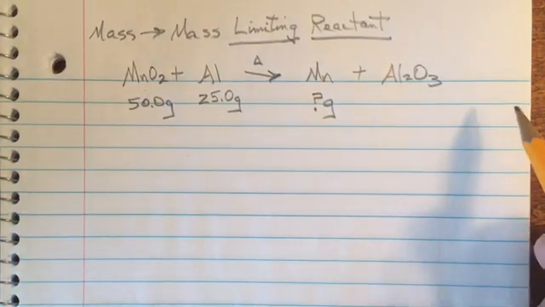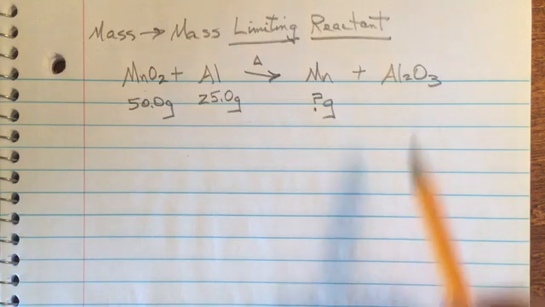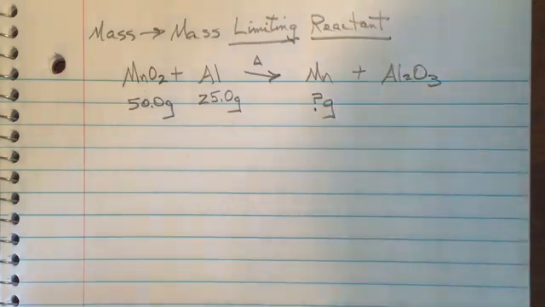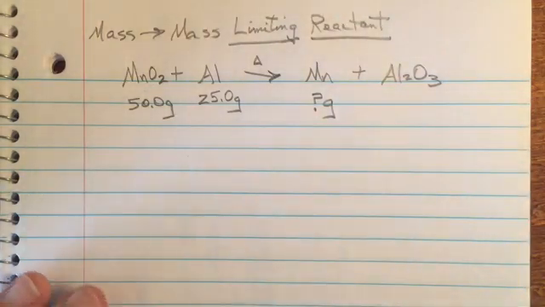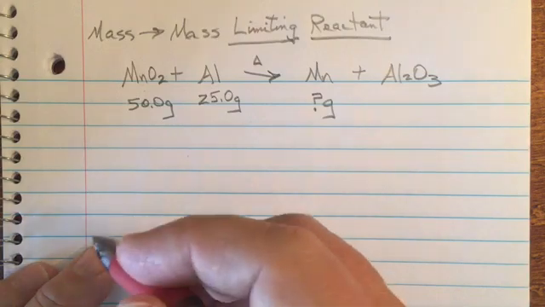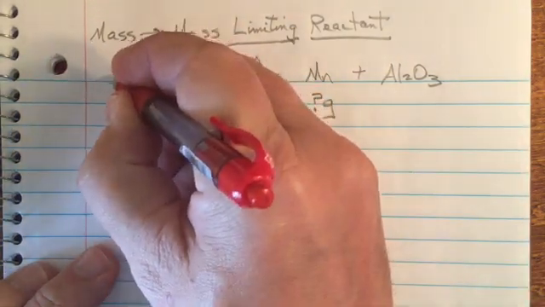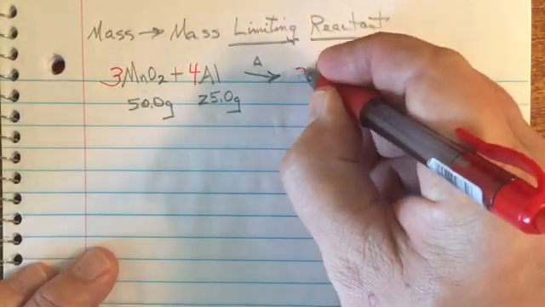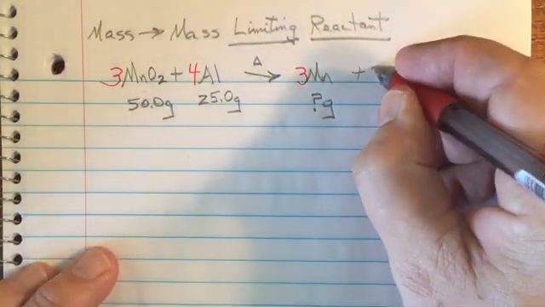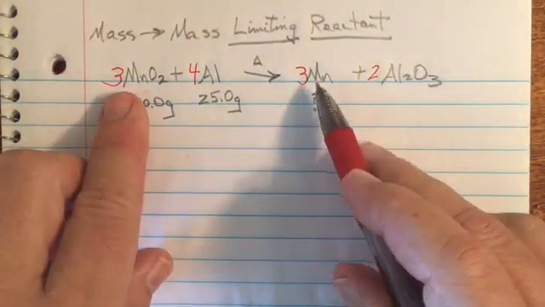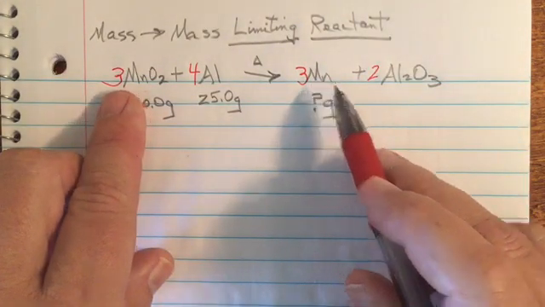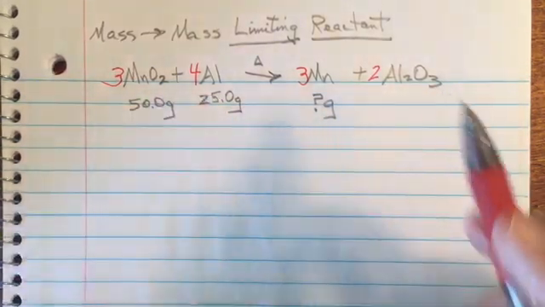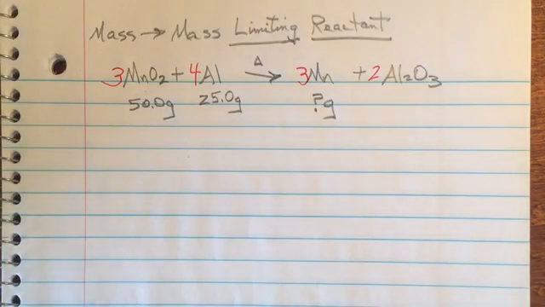What I need to do is determine which of these two reactants is my limiting reactant. So in any type of stoichiometry problem, the very first thing I have to do is have a balanced chemical reaction, don't I? And to do this, I need coefficients of 3 here, 4 here, 3 here, and 2 here. Now I have 3 manganese atoms on both sides, 6 oxygen atoms on both sides, and 4 aluminum atoms on both sides. Now I have a balanced chemical reaction.